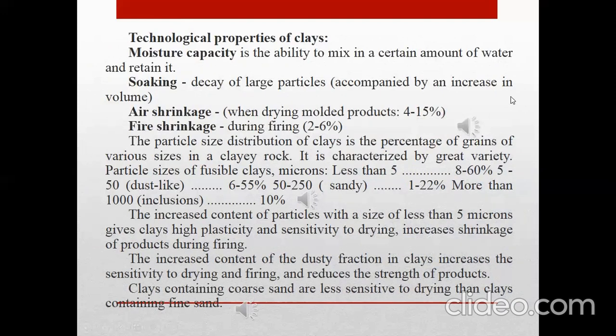Technological properties of clays. Moisture capacity is the ability to mix in a certain amount of water and retain it. Soaking is the decay of large particles, accompanied by an increase in volume. Air shrinkage, when drying molded products, 4:15. Fire shrinkage during firing, 2:6.